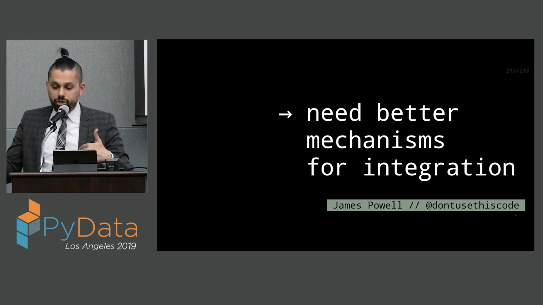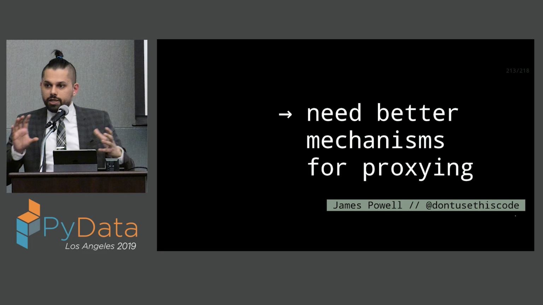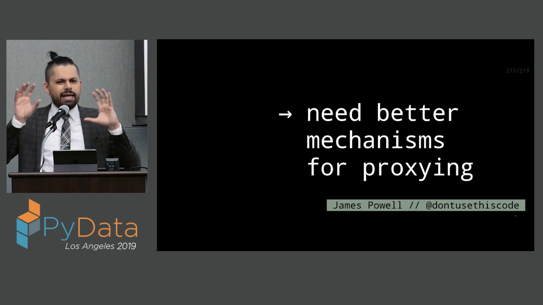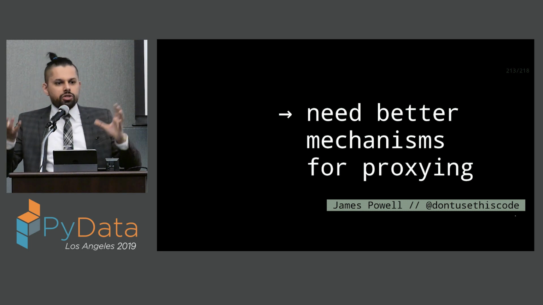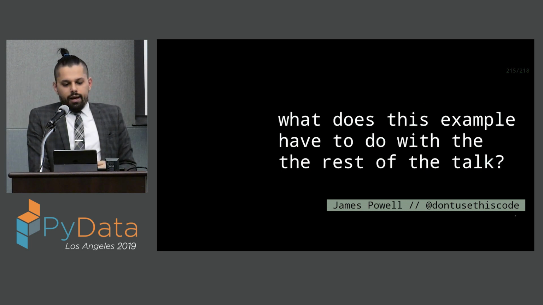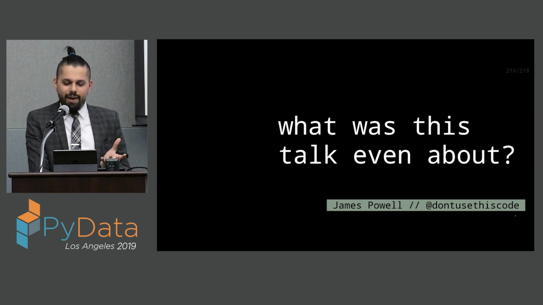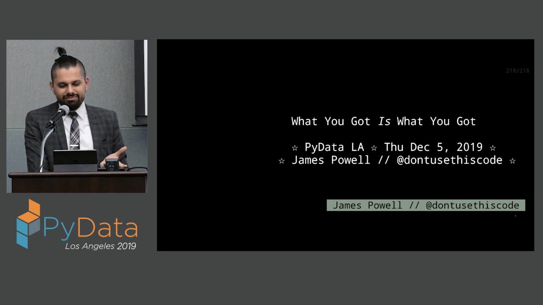If we want to take this to an extreme and do something with proxying, there are severe limits on how well we can proxy things, because we have all these weird edges that require in-depth knowledge of how the Python evaluator works or how the Python ecosystem of execution works. And so I want to leave you with one final question, which is, what did this example really have to do with the rest of the talk? What was this talk even about? I don't know. You got what you got.